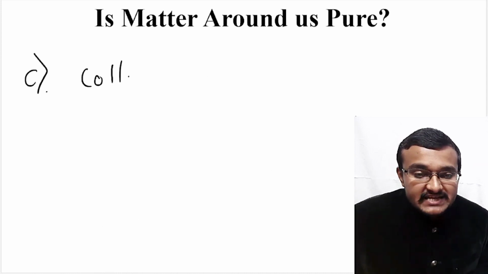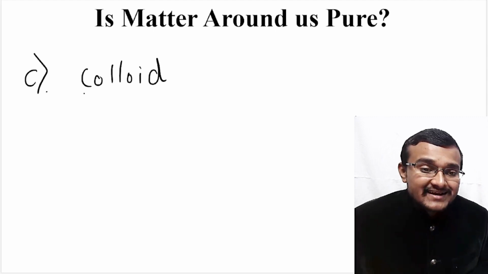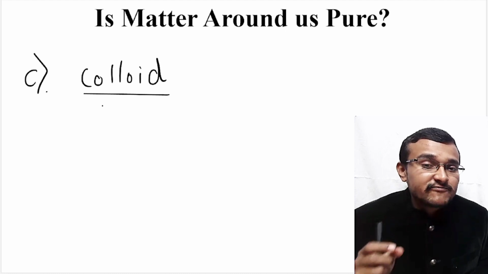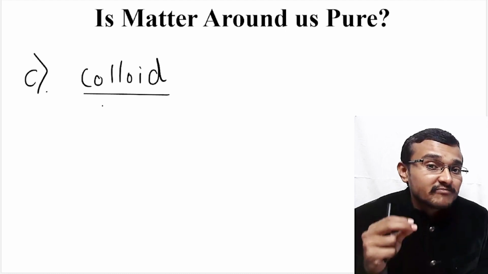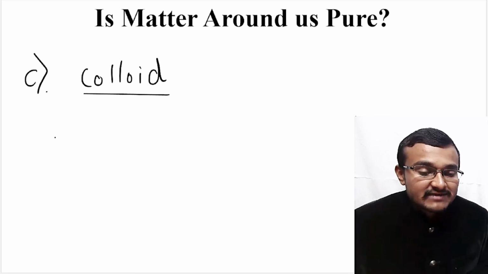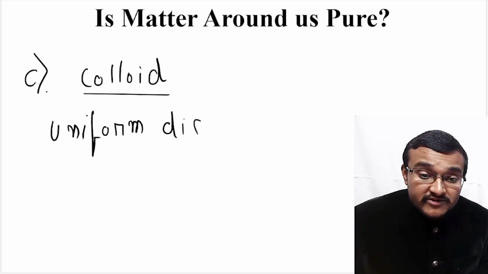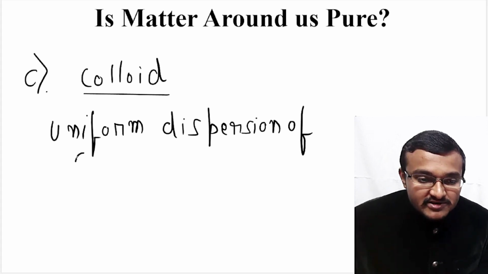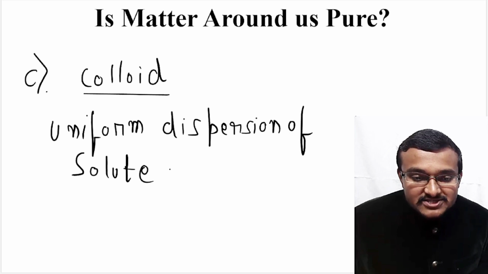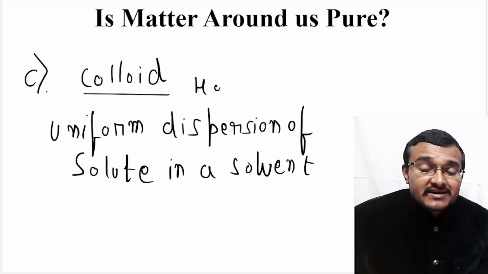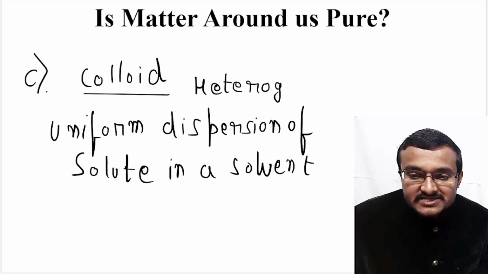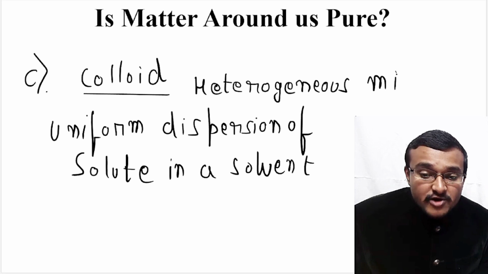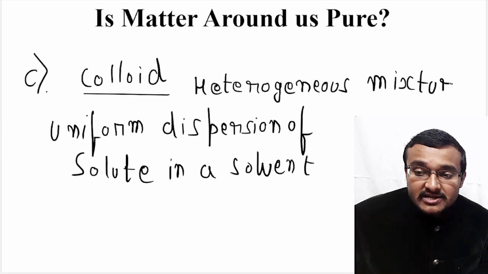Coming to the C question, there they have asked what do you mean by colloid. So colloid is a heterogeneous mixture of solute and solvent where there is uniform distribution or uniform dispersion of solute throughout that particular solvent. So here colloid is a heterogeneous mixture where there is uniform dispersion of solute in that particular solvent.